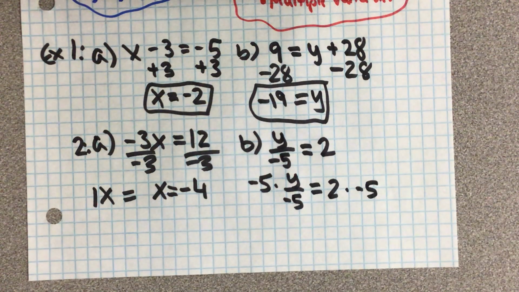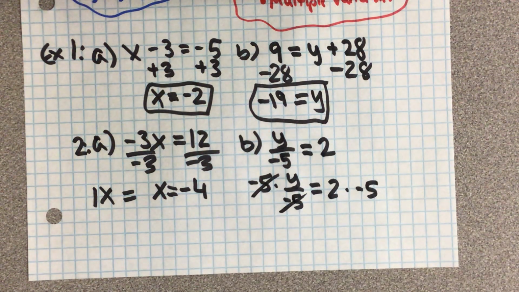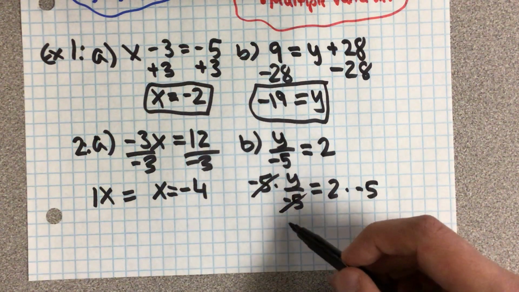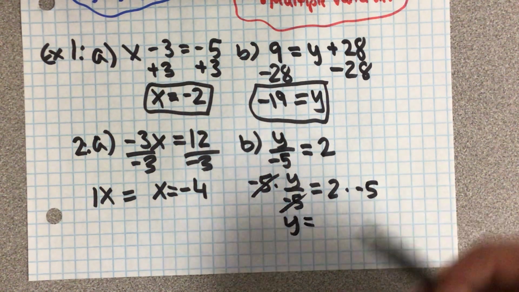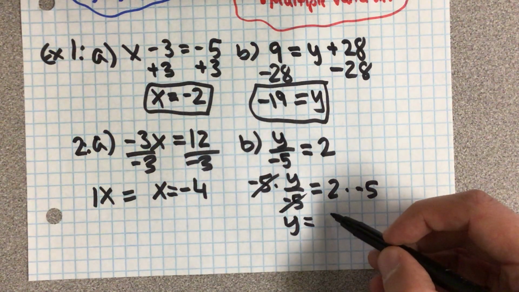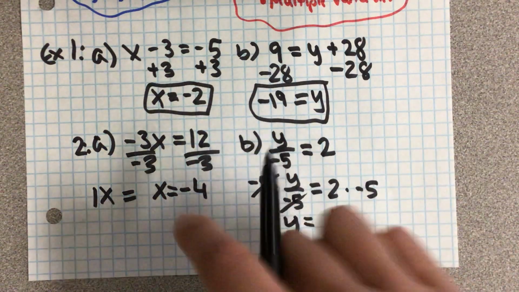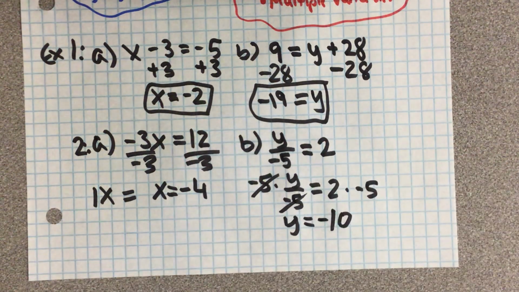And I need to do the multiplication by negative 5 on both sides. These negative 5s will cancel out. Therefore, we will be left with y is equal to 2 times negative 5. What's 2 times 5? Take a moment, pause if you need to, it's 10. And since this is a positive times a negative, once again our answer will also be negative.